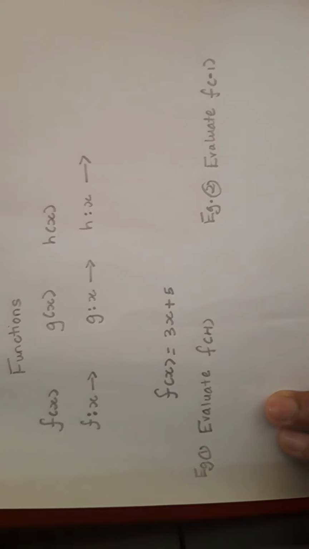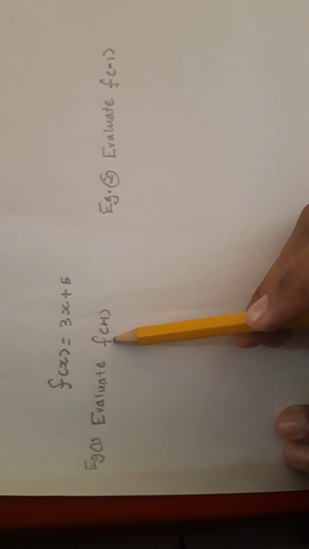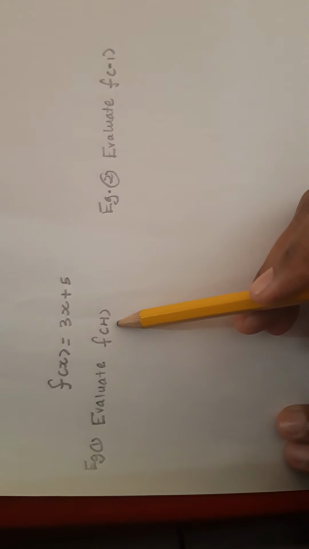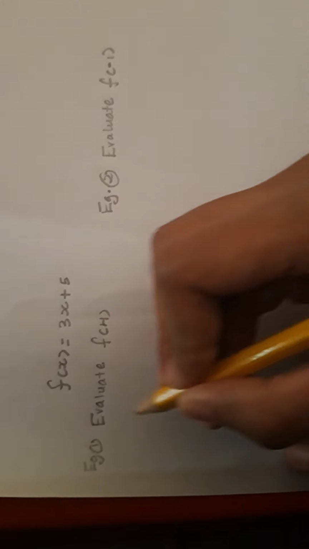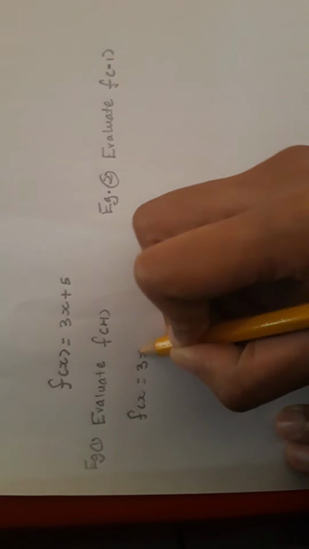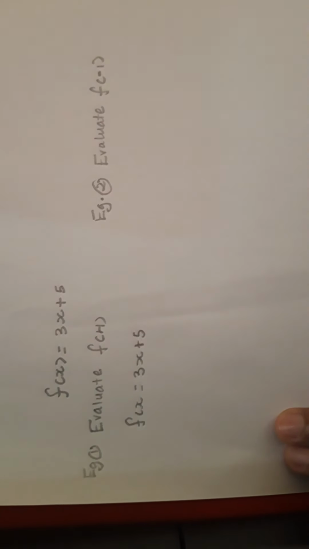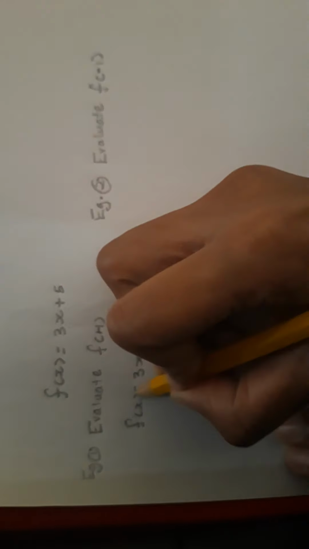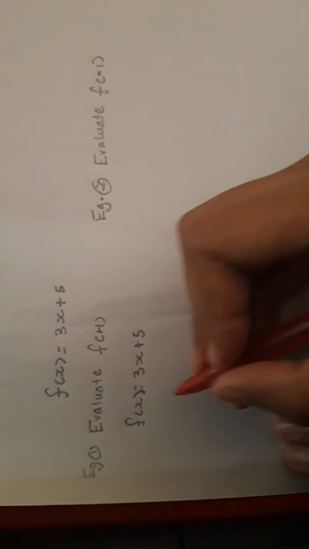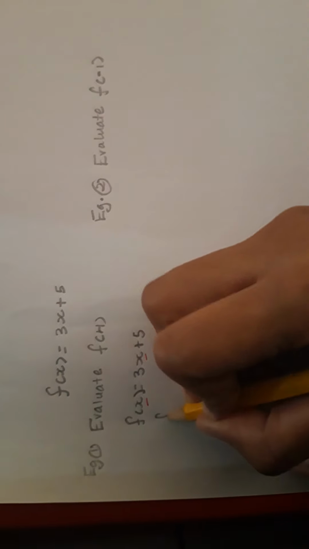We're going to look at a couple examples involving f of x. So in example 1, we are asked to evaluate f of 4. In other words, we are asked to put 4 into the f of x function. So we're going to write back f of x. F of x is equal to 3x plus 5. And we're going to use the process of substitution to determine f of 4. So everywhere we have the letter x, we're going to replace it with the number 4.